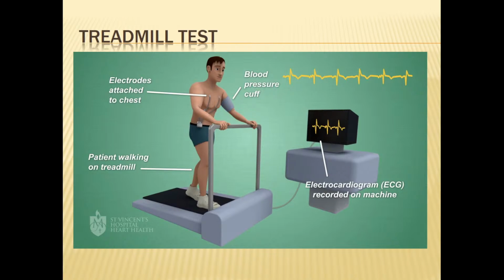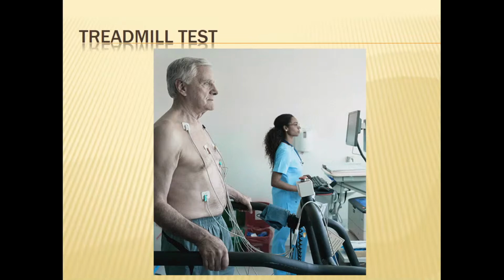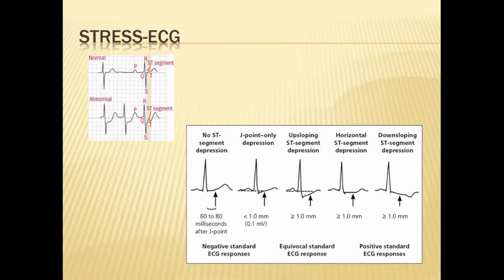Here is the scheme. The same electrodes, blood pressure cuff, and a screen where the ECG is displayed, but the patient walks on a treadmill. We can automatically control the speed and the angle of the treadmill, which looks like walking uphill. Here is a real treadmill test: the patient with wires on the treadmill and a doctor nearby following the patient's ECG in real time.